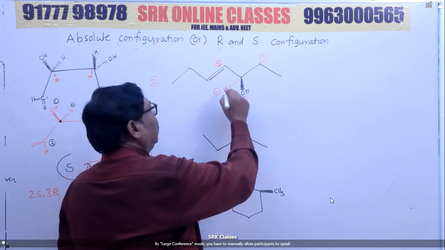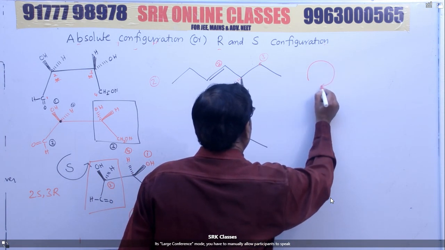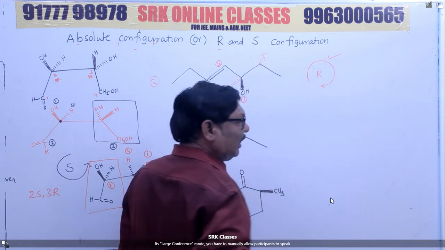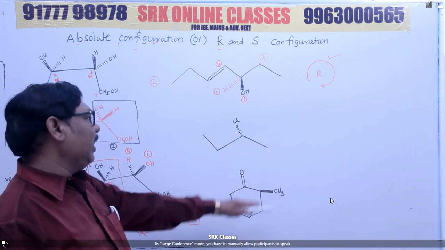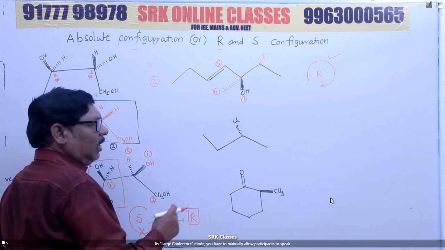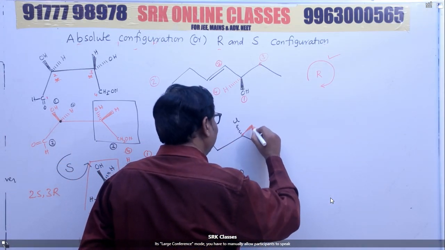Therefore, you have to connect the first 3 priority groups. They are in clockwise direction. Therefore, it is R. No interchanges are there. Therefore, whatever the configuration is there, that will be representing the correct one. That is R. Now, look at the next one. Here, dotted line is Cl. Therefore, solid wedge must be hydrogen.